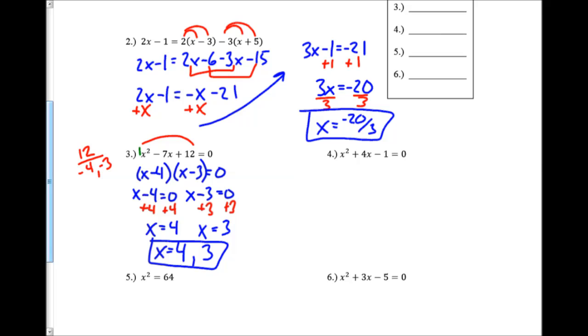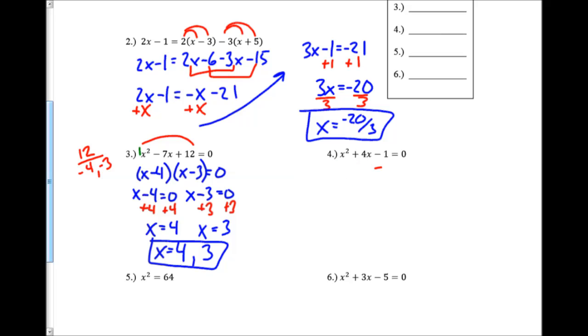In number 4, I would start off the same way. I'm going to build a bridge, two numbers that multiply to a negative 1 but add to a positive 4. And really, this is not going to happen. There are no two such numbers. So this one, I either have to go to my quadratic formula or completing the square. Remember, completing the square is a good option when you have an a value of 1 and a b value that's even. And if I look at my a value, it's 1. If I look at my b value, it's even. So this is a good candidate for completing the square.